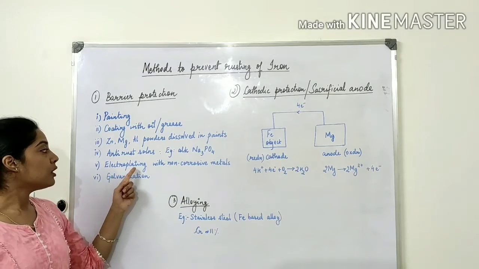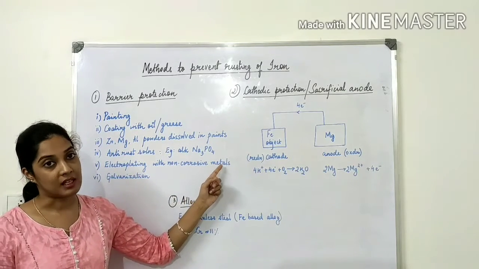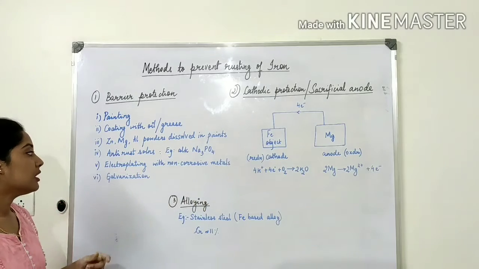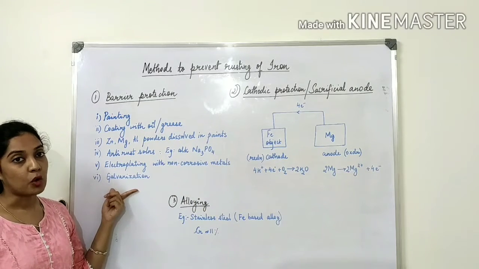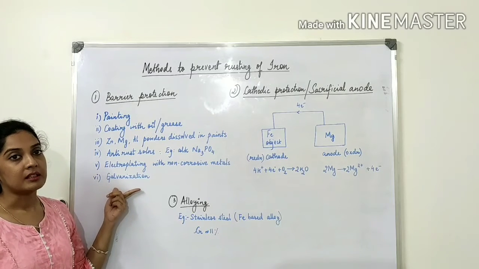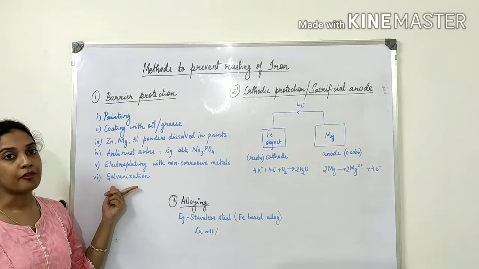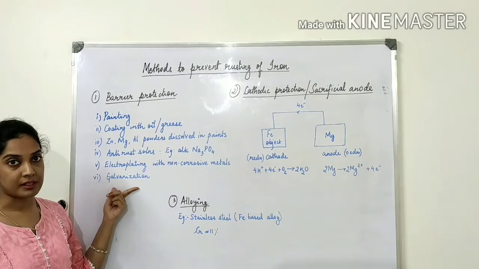We can also electroplate the iron object with non-corrosive metals like chromium. We can also carry out galvanization, in which the iron object is coated with zinc. The zinc protects the iron inside by forming zinc carbonate, zinc hydroxide on the surface.